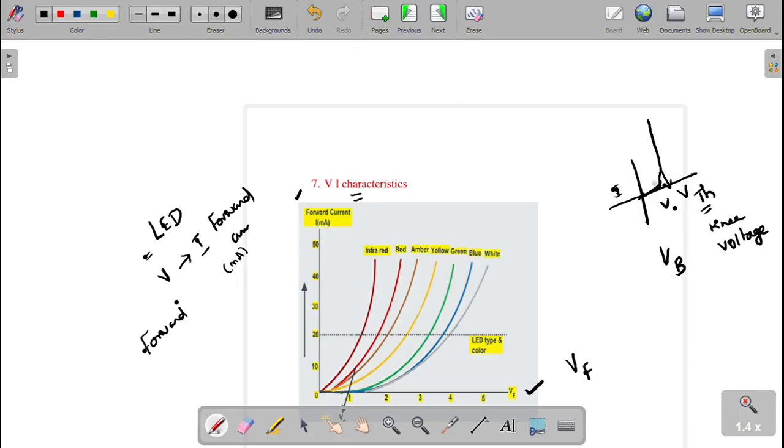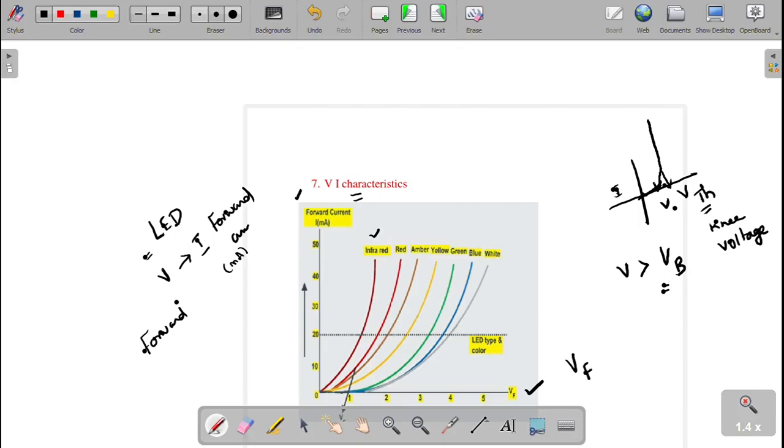Till barrier potential, the current will be zero only. That also we have to remember. Once the voltage is greater than the barrier potential, the current is slowly increasing. At one point of time, the current increases rapidly. That voltage is called the threshold voltage or knee voltage. I hope you understand this diagram.